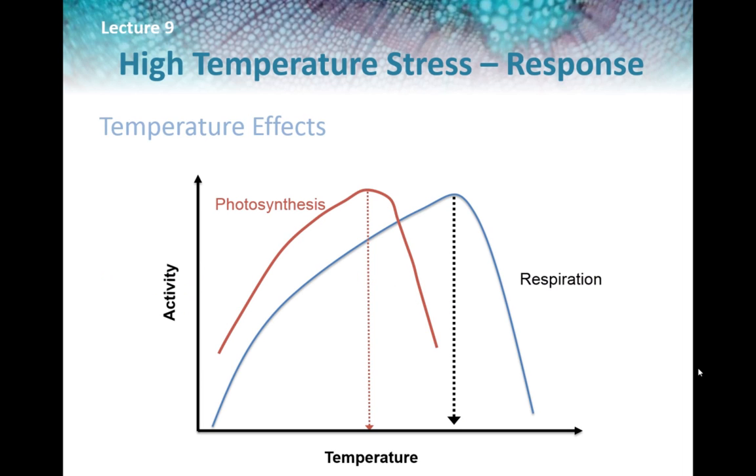Both photosynthesis and respiration increase with increasing temperature until maxima are reached. Then rates decline at higher temperatures. However, the temperature optima are different for the two processes, with photosynthesis being more heat susceptible than respiration.